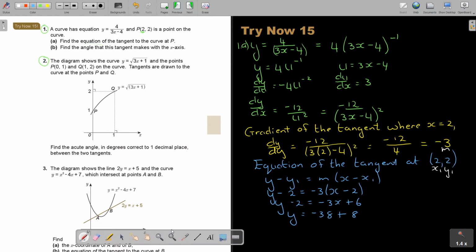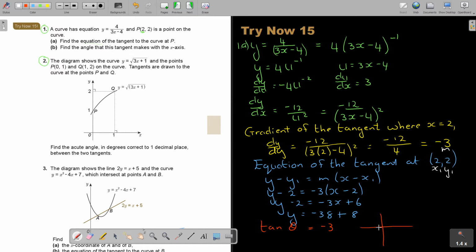Now if I'm just going to find the angle this makes with the x-axis, I'm just going to say I'm working with this. So I'm just going to bring in my tan. Let's just take it in red. So tan theta, and that is negative 3. And don't forget it's in your CAST diagram. Tan is negative there because it's just 0 to 180. This one is blocked out.